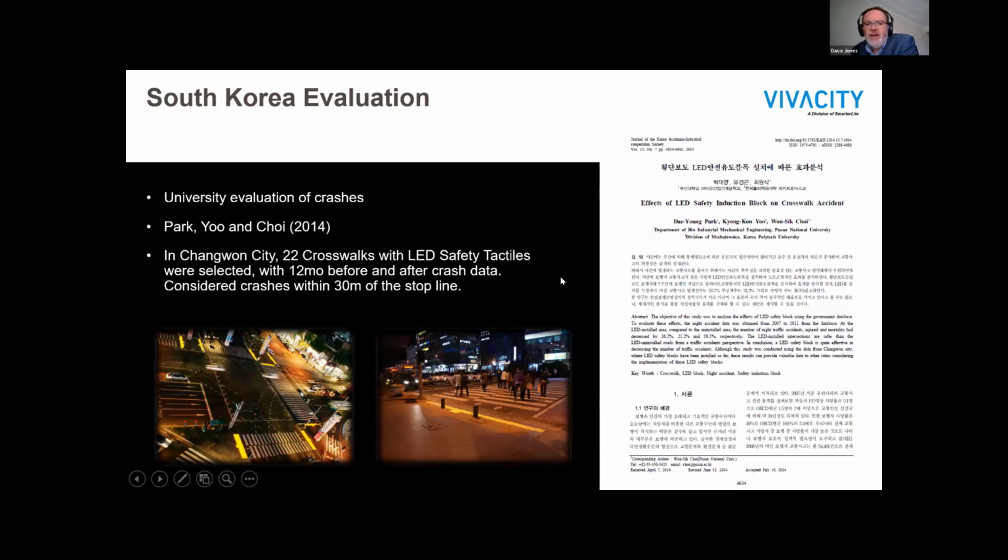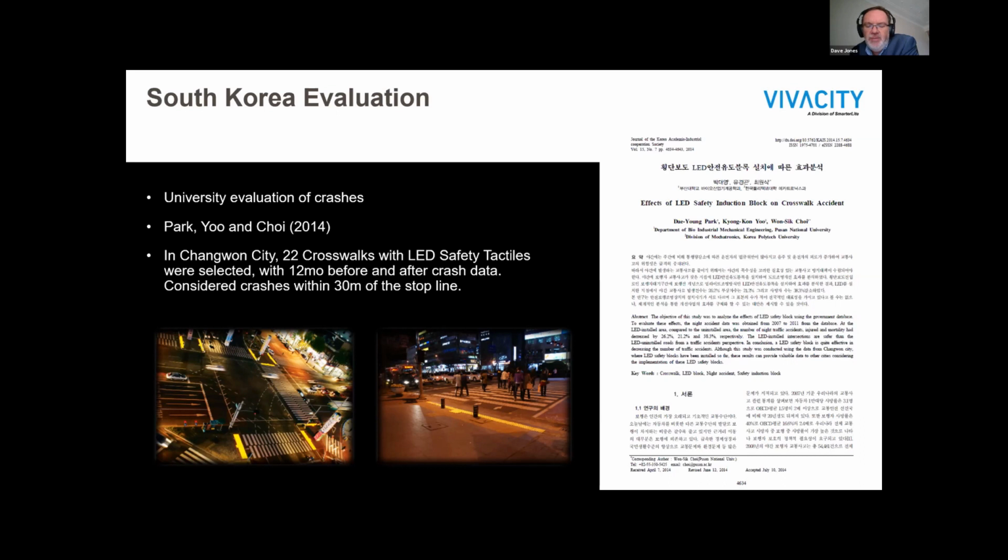So the South Korean evaluation, and it's on the right-hand side, was by two universities. The authors were Park, Yu and Choi. It was published in 2014, but it looked at changes in the 2008 and 9 period. It specifically looked at 22 crosswalks with LED safety tactiles, like the ones shown in the images. They're actually from the report at the bottom of the screen there. And it considered 12 months before and after crash data and considered crashes within 30 metres of the stop line.